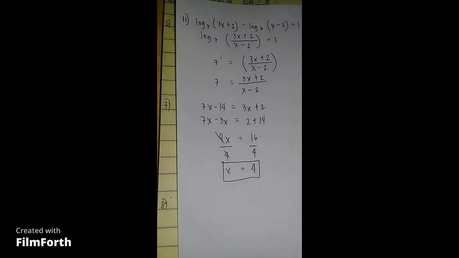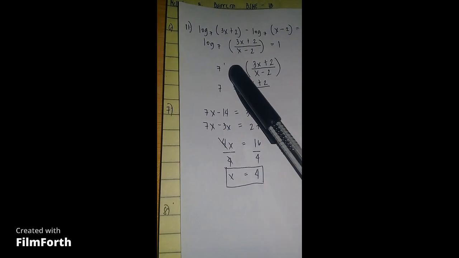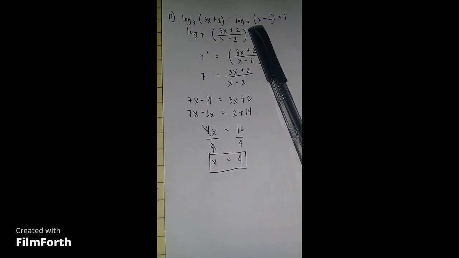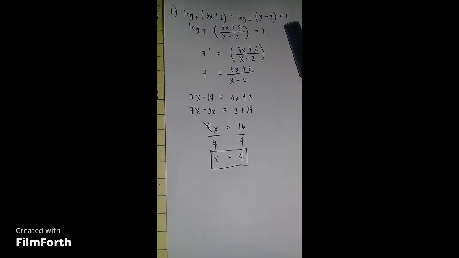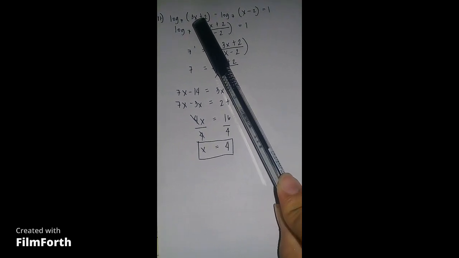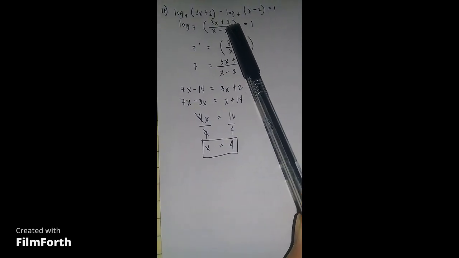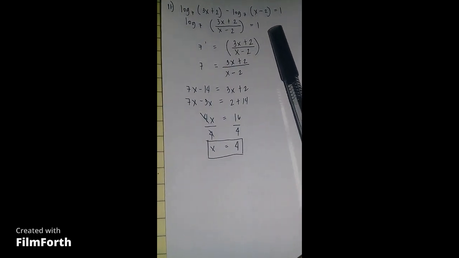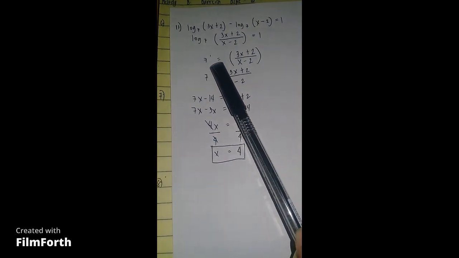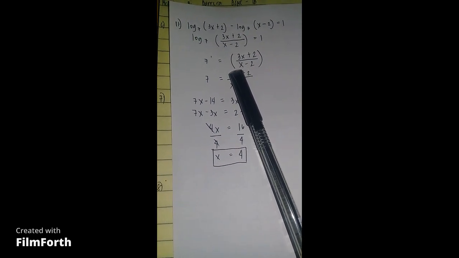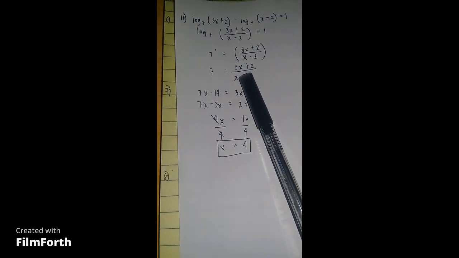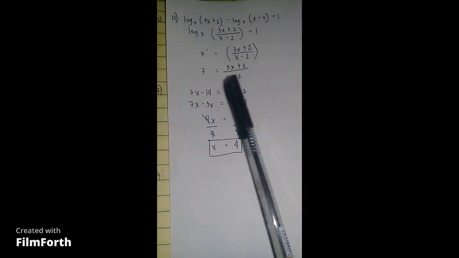So let's go to number 10. 11 rather. So log base 7 of the quantity 3x plus 2 minus log base 7 of the quantity x minus 2 equals 1. So copy the log 7 and then divide this. So copy 3x plus 2 over x minus 2 is equal to 1. So 7 raised to 1 is equal to 3x plus 2 over x minus 2. So 7, copy. So here cross multiply.